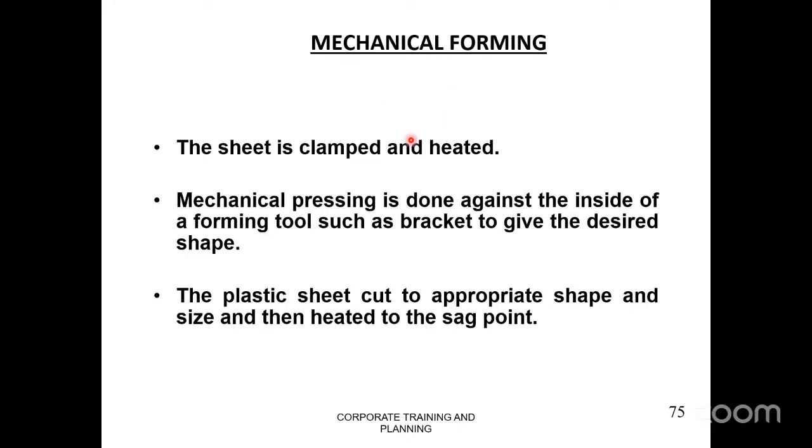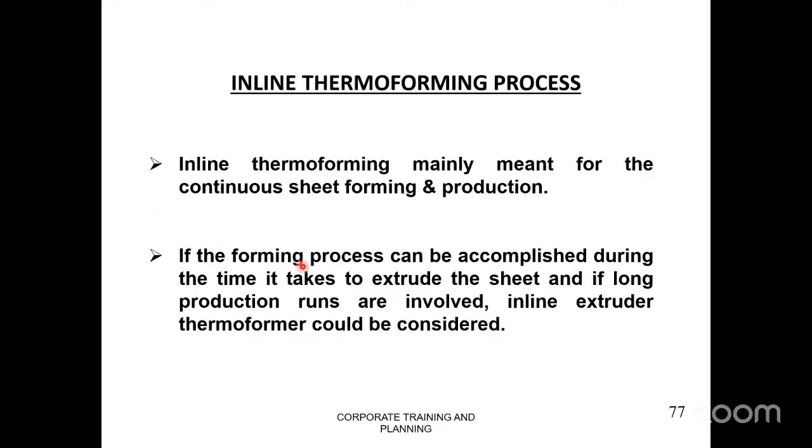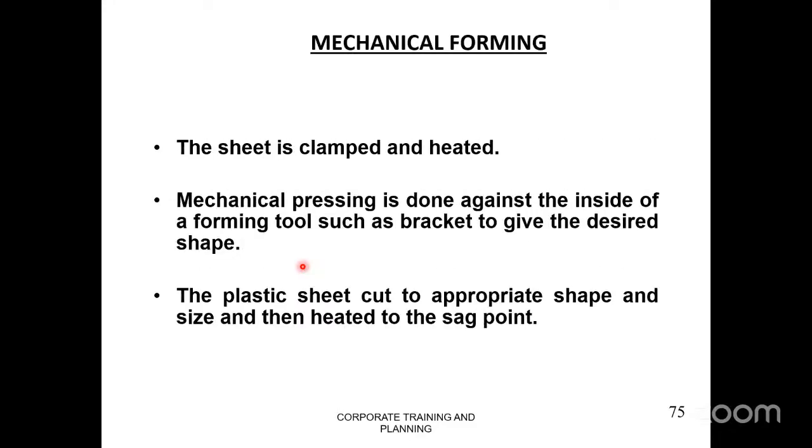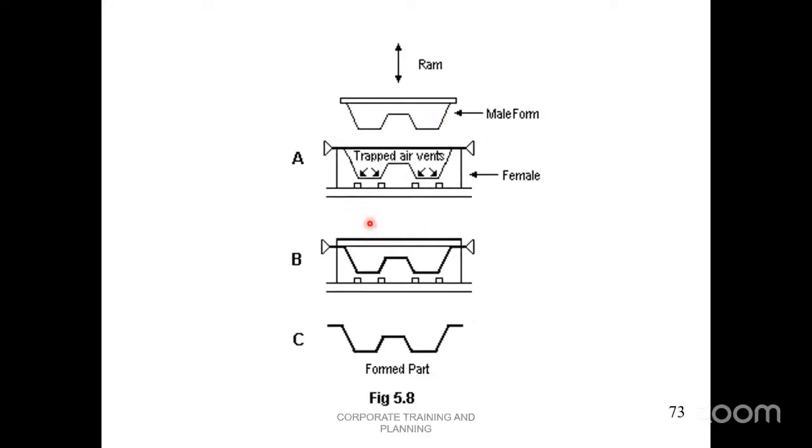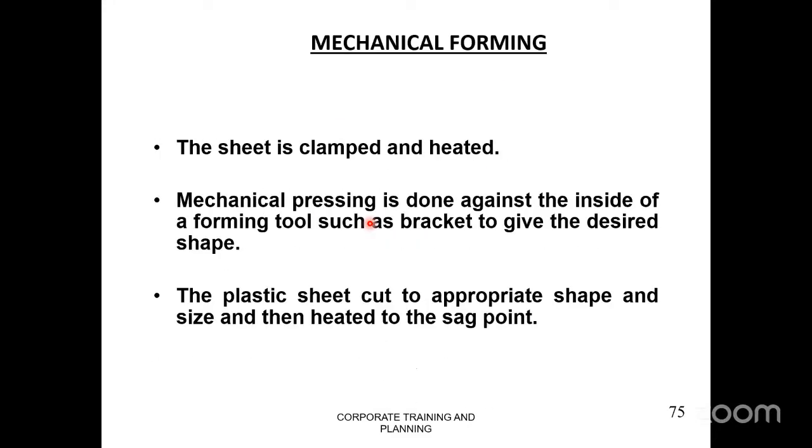Mechanical forming, friend. Mechanical means, suppose it is cold molding. Now the sheet is clamped and heated. Mechanical pressing is done against the inside of a forming tool, such as a bracket, to give the desired shape. I will show you the mechanical diagram. Oh, the diagram is not there. It is the same as this one. Okay. What are the other things? The sheet is clamped and heated. Mechanical pressing is done against the inside of a forming tool, such as a bracket, to give the desired shape.